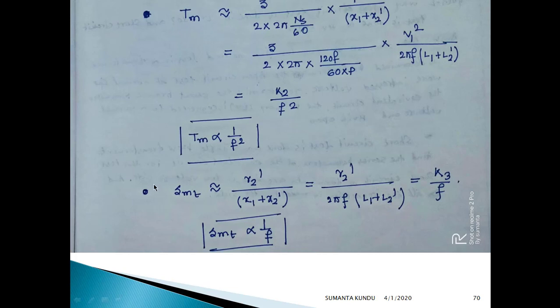Now again in case of slip, in the denominator we did the same thing, and by simplification we got that slip at maximum torque is proportional to 1 by f. That is, with the increase of frequency the slip is reduced. That means the speed for maximum torque increases.